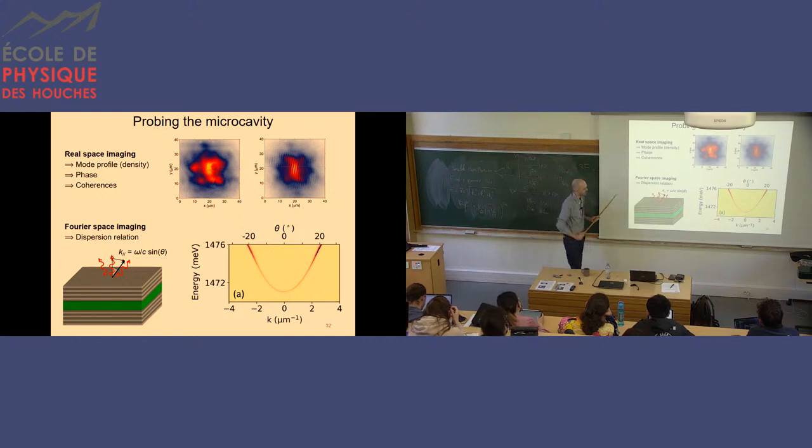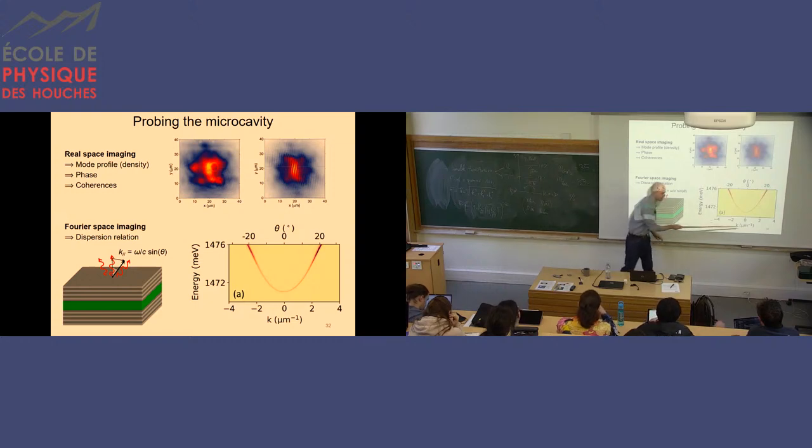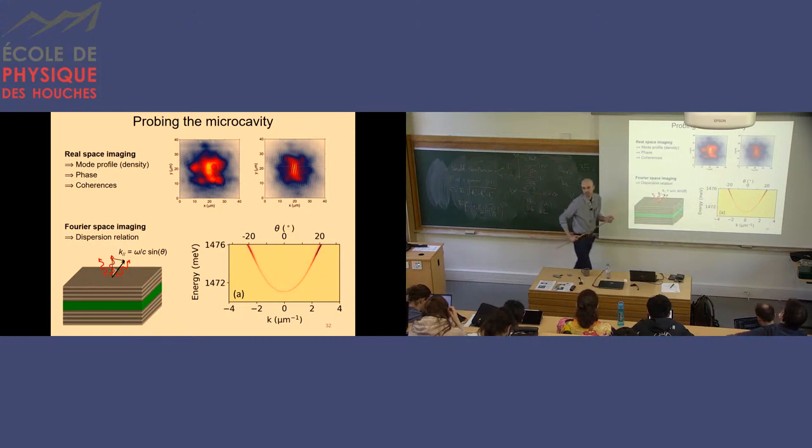By doing Fourier space imaging, as I was telling you, you measure on your CCD an image of your intensity as a function of the k angle. And if you go through a spectrometer, so you put a slit, on one axis you will get a k axis or an angle axis, and on the other axis you will disperse the energy. And so you get a plot of the energy as a function of the angle, as a function of k. This is directly an image of your dispersion relation.